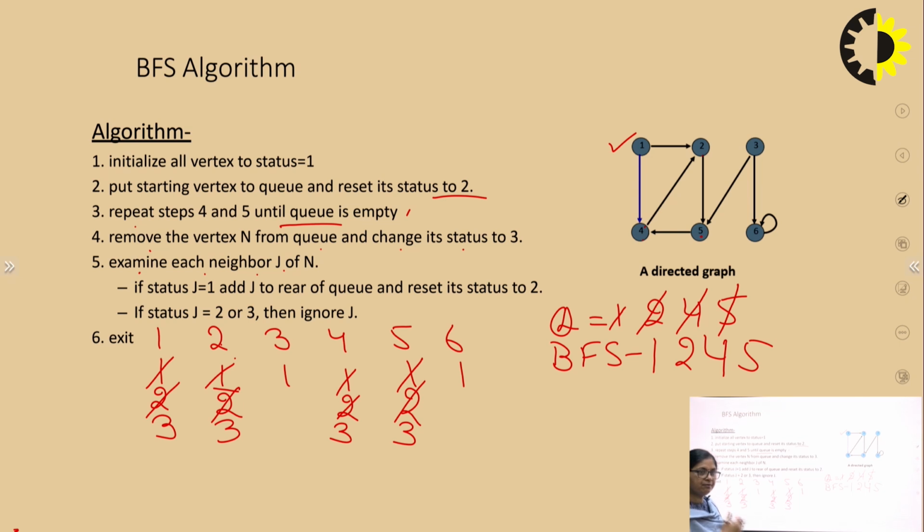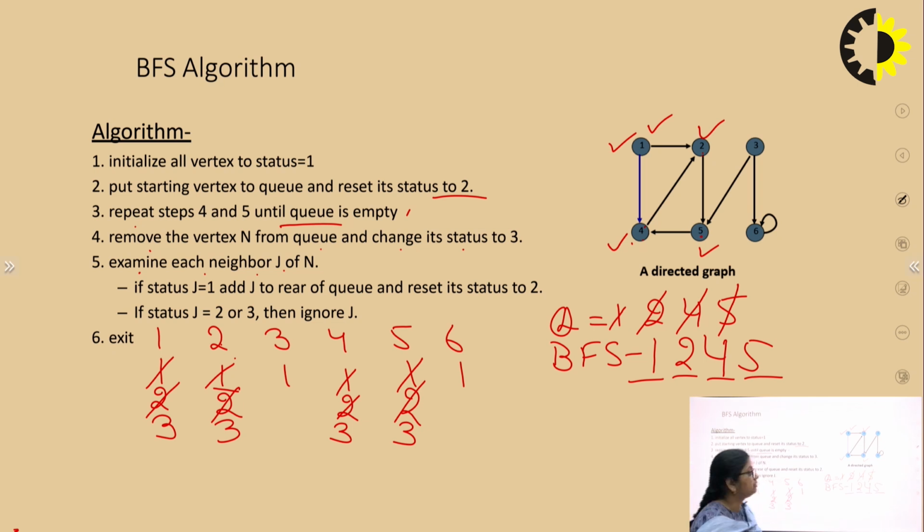So what we found from here: firstly we visited 1, then its neighbors 2 and 4, then the neighbor of 2 and 4, that is 5. Okay. So from 1 we can reach 5. Firstly we will cover 1, then its neighbors 2, 4, then their neighbor 5. So from 1 these are reachable. This is breadth first search. This is implemented with the help of a queue.